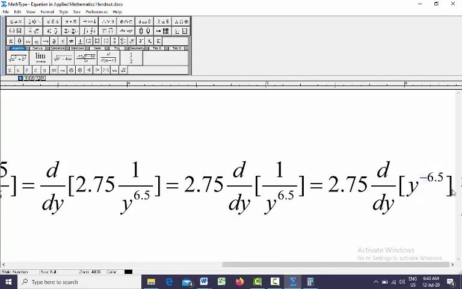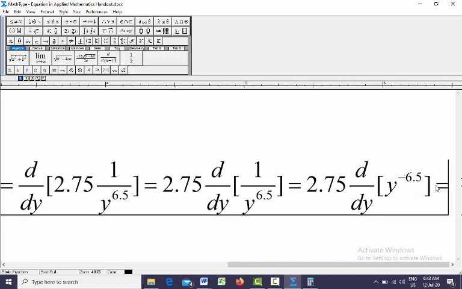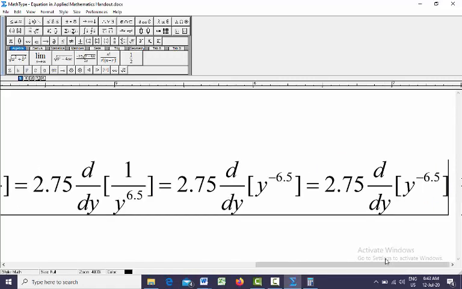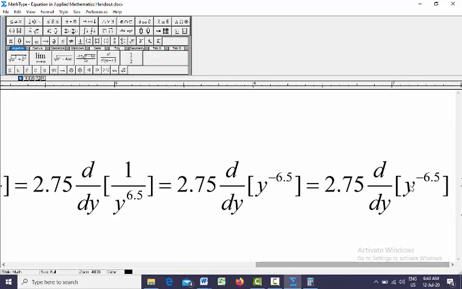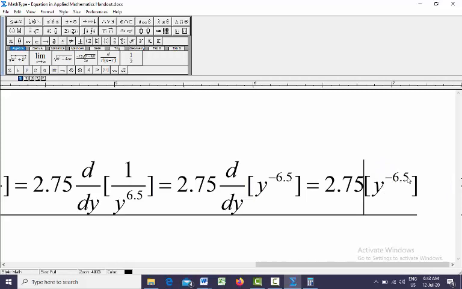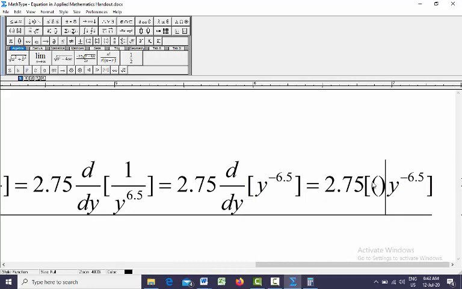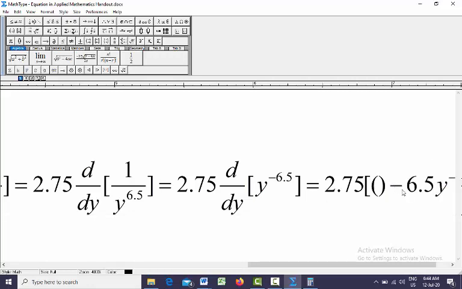Now to do the differentiation, when you do the differentiation of a power, that power should come first. That means that power will come first, like this way. Oh, sorry.